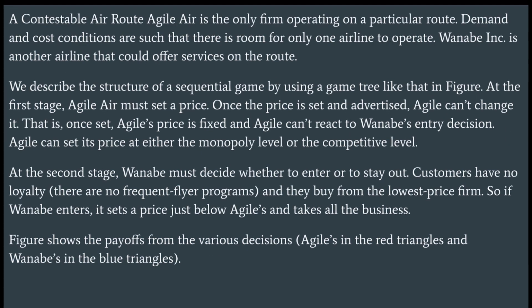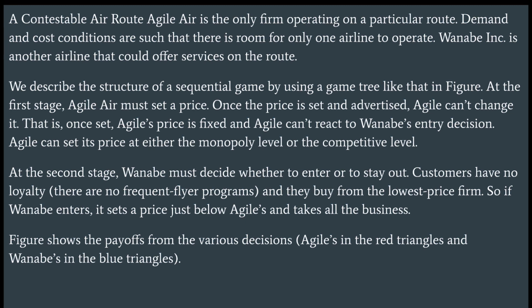A contestable air route: Agile Air is the only firm operating on a particular route. Demand and cost conditions are such that there is room for only one airline to operate. Wanabe Inc. is another airline that could offer services to the route. We describe the structure of a sequential game by using a game tree like that in the figure. At the first stage, Agile Air must set a price. Once the price is set and advertised, Agile can't change it. That is, once set, Agile's price is fixed and Agile can't react to Wanabe's entry decision.